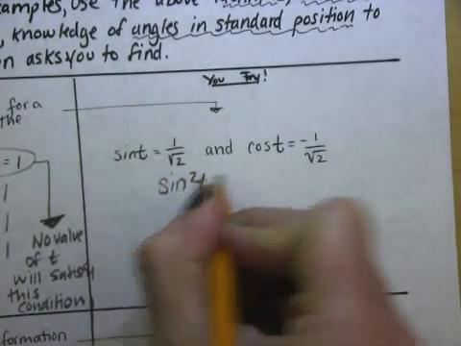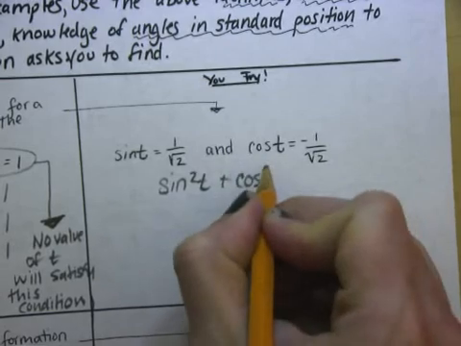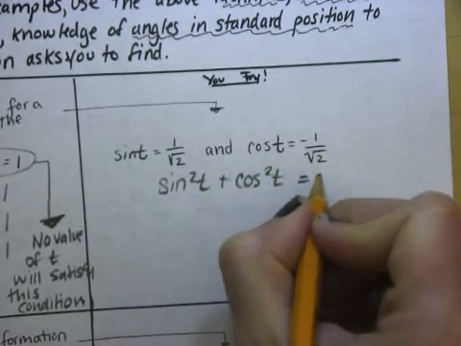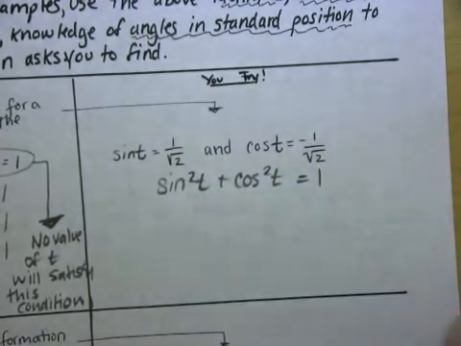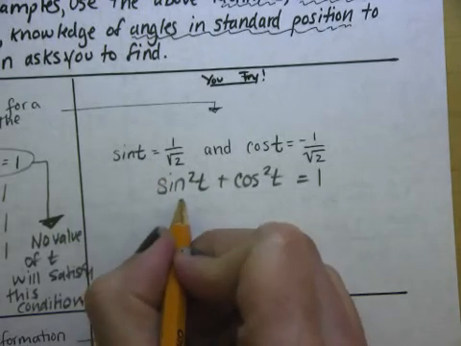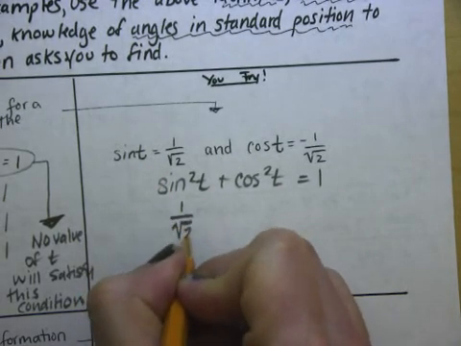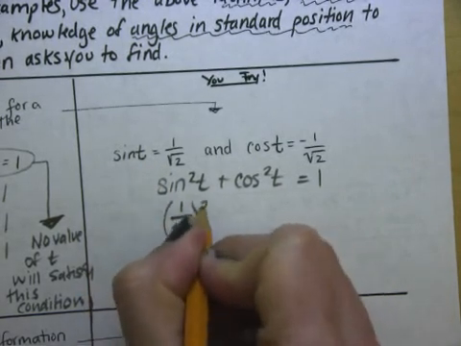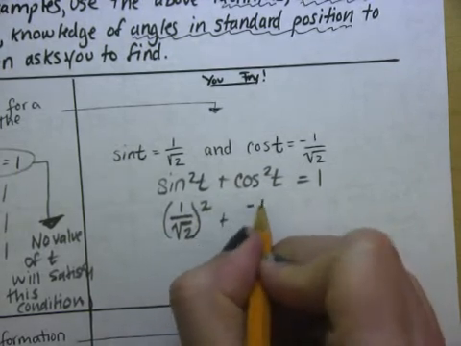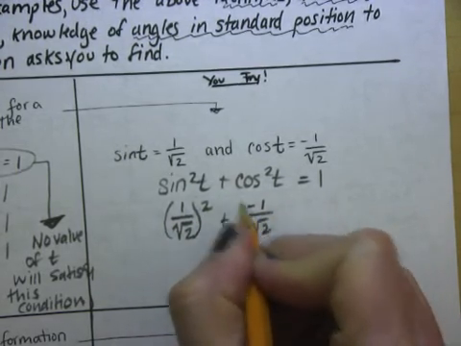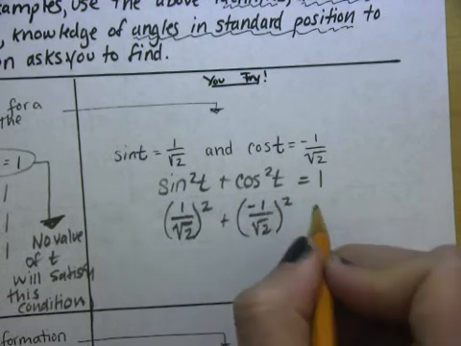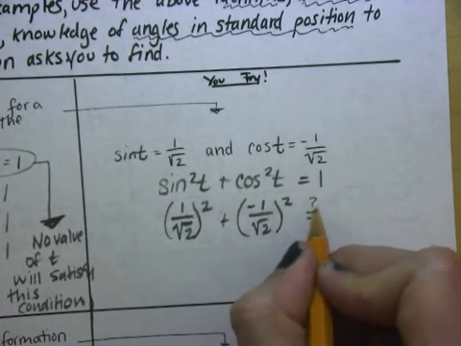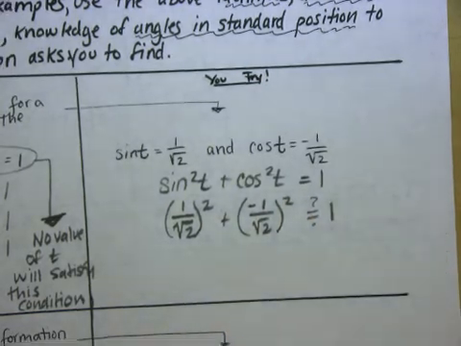So to test it, again, we'll just plug it into the Pythagorean identity, because the Pythagorean identity is an identity that will always hold true for every value of t. So in this case, we're saying that sine is 1 over root 2, and in the Pythagorean identity we have to square sine, and cosine is negative 1 over root 2, but in the Pythagorean identity we're squaring cosine. Basically we're asking, does this still equal 1?